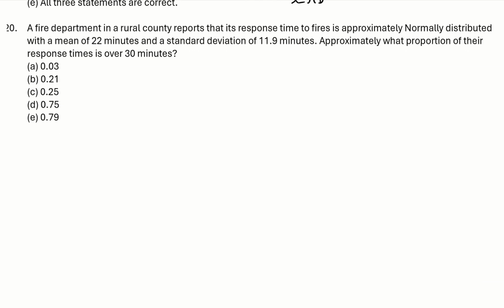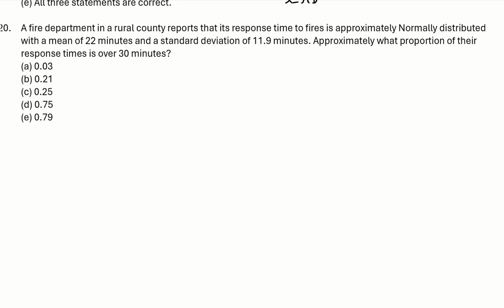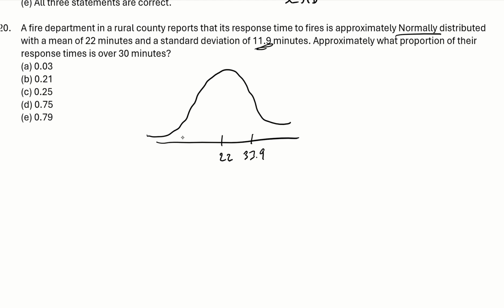All right, 20. A fire department in a rural county reports that its response time to fires is approximately normally distributed with a mean of 22 and a standard deviation of 11.9. Approximately what proportion of their response times is over 30 minutes? Okay, so here we've got a mean of 22 minutes and it's normally distributed. So we've got 22 here, and adding 11.9 gives 33.9, and so on. But here we want it to be over 30 minutes. So 30 minutes is around here, and we want over 30 minutes, so it's the area to the right.